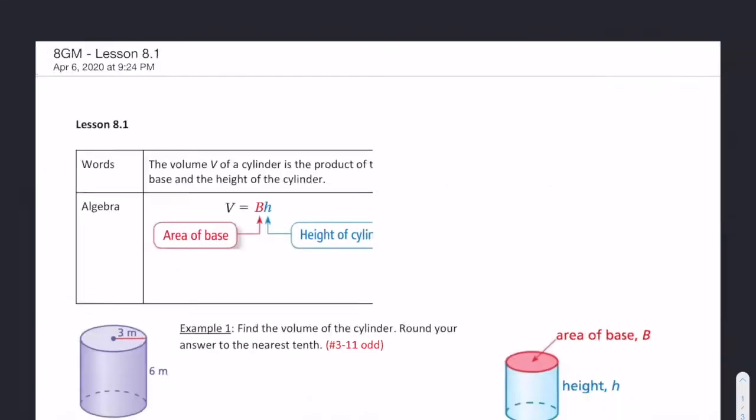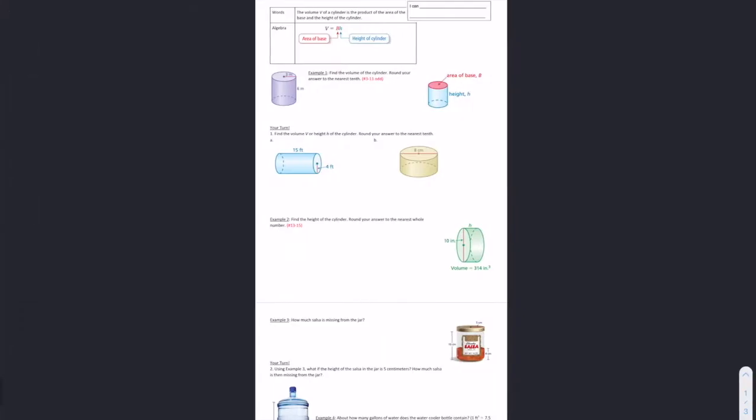Today, my entire screen just went away. Let's try that again. Take 2.